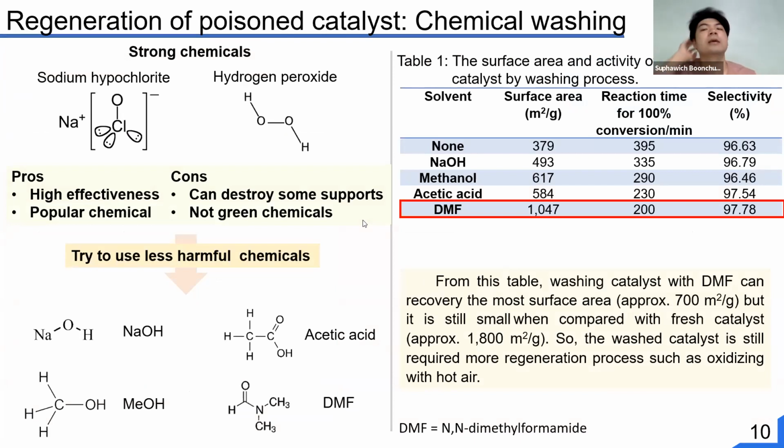The last one is chemical washing. The chemicals that are commonly used in the oxidation of sulfur are very effective. On the other hand, they can destroy some types of support, such as carbon support. So we consider using other chemicals that are less harmful.